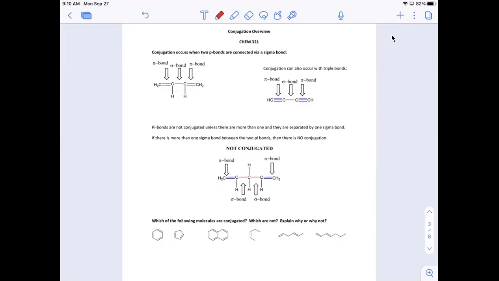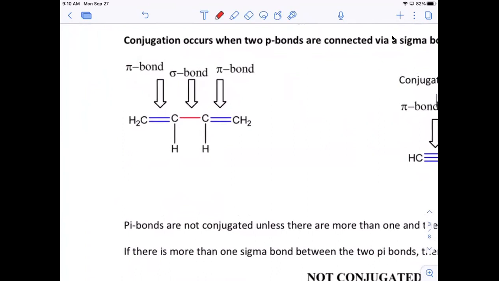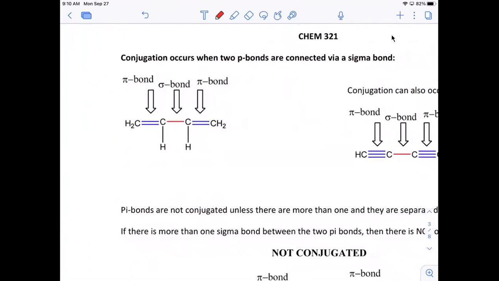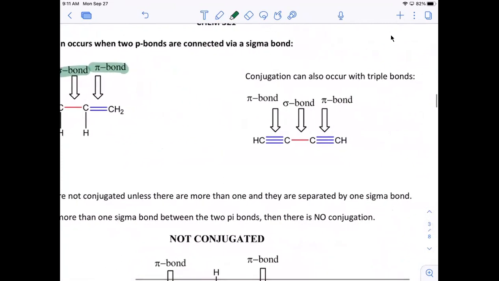All right, so this is an example of a conjugated system, right? There's a pattern, and that's how you recognize it. You look for that pattern of alternating sigma and pi bonds, or pi and sigma bonds. So you can see there, you have a pi bond, you have a sigma bond, and then you have another pi bond on the other side of it, right? Over here, same thing. You can have triple bonds that are conjugated with one another. So you have pi, sigma, pi. That's the pattern you're looking for.